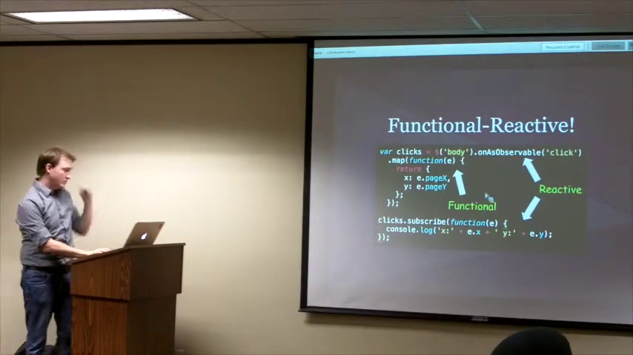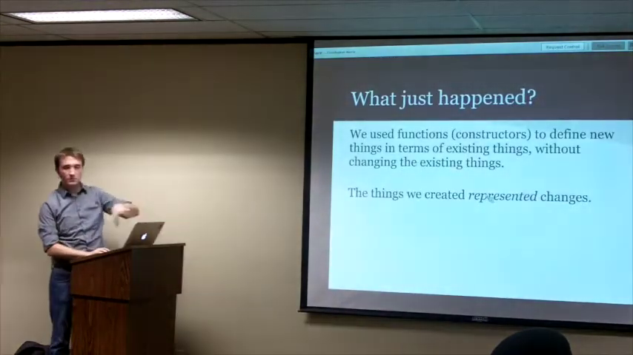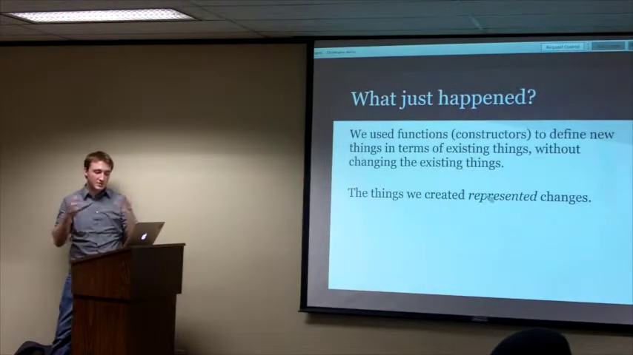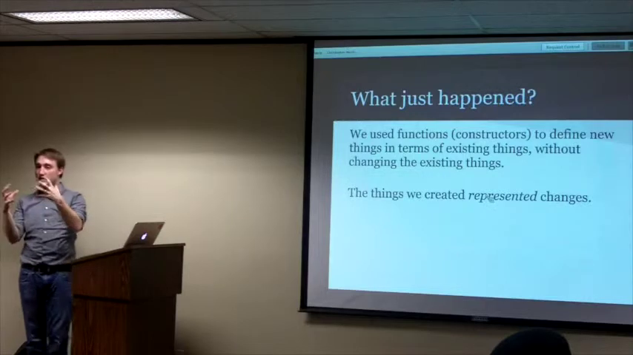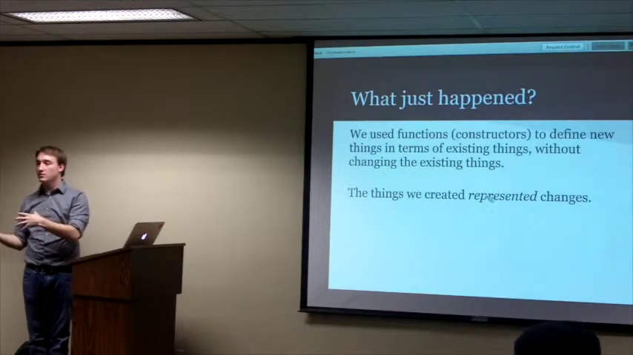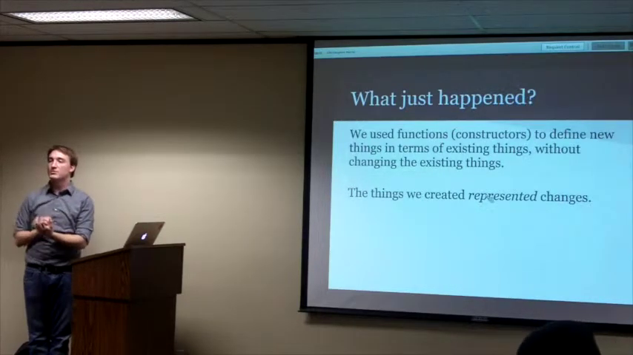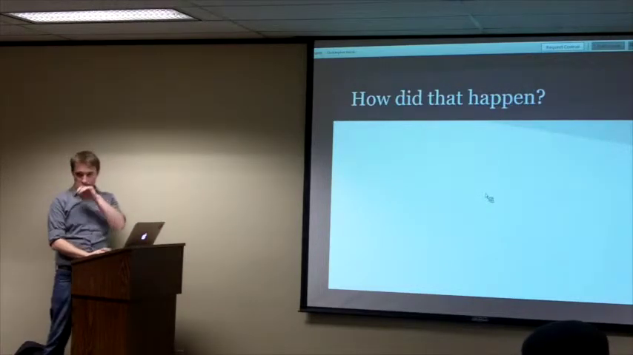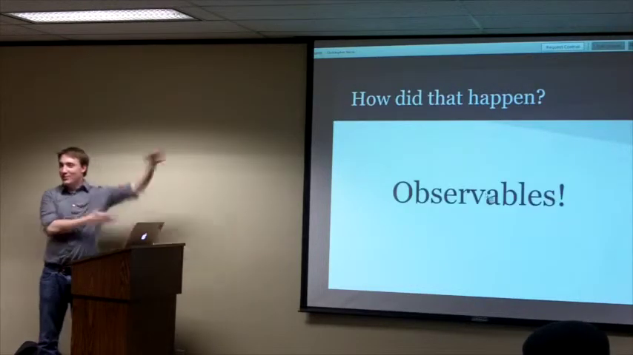Okay. So what just happened? We use functions and constructors to define new things in terms of existing things without changing the existing things. The things we created represented the changes. So we don't change them because they already represent change. Okay. So how did that happen? And we just talked about this.